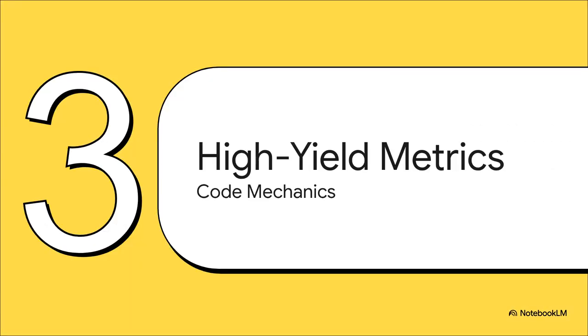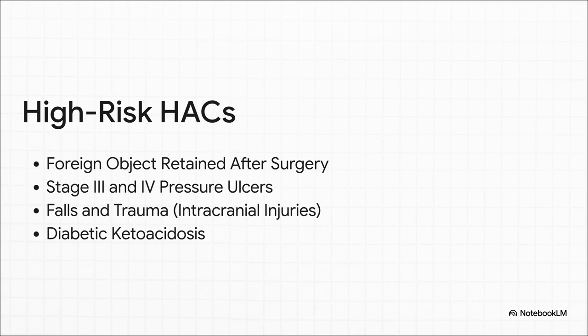Let's get into the high-yield quality metrics and see how these penalties actually manifest on a patient's chart. There are specific high-risk hospital-acquired conditions, HACs, that are non-reimbursed secondary diagnoses. If a patient comes in and subsequently develops a stage 3 or 4 pressure ulcer, or say a catheter-associated urinary tract infection, or worst-case scenario, there's a retained foreign object after surgery, CMS is not going to pay the higher DRG rate to treat those errors.